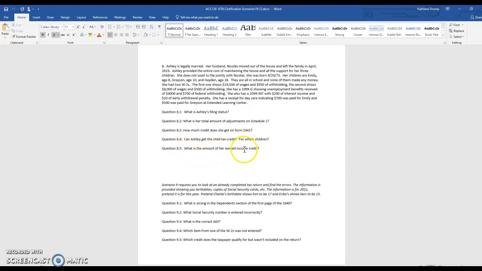Okay, what is the amount of her earned income credit? Okay, so in part 2 of the scenarios, we went over earned income credit. Does Ashley herself qualify? Do her children qualify her to get earned income credit? And then this one is asking the amount.